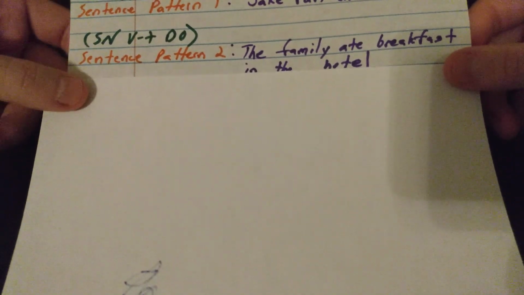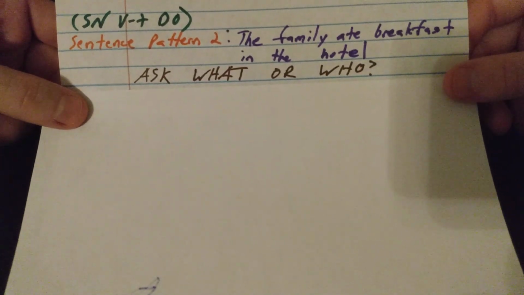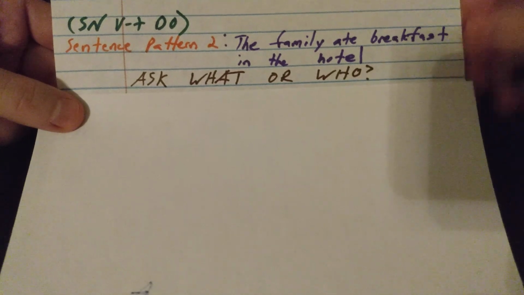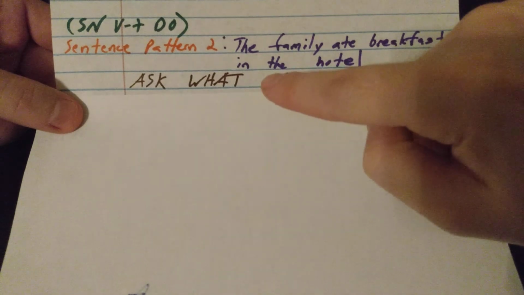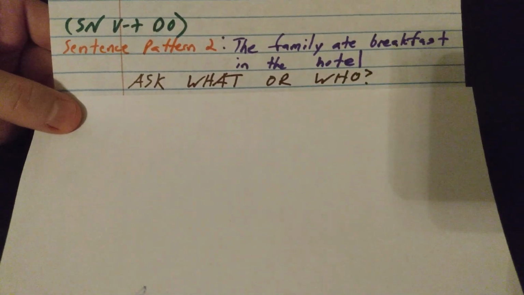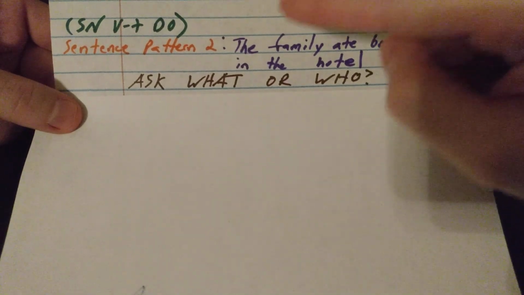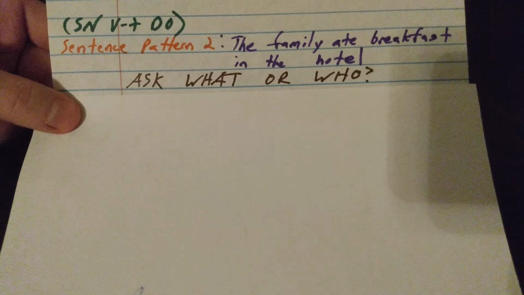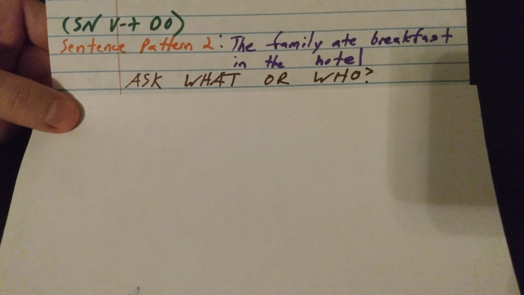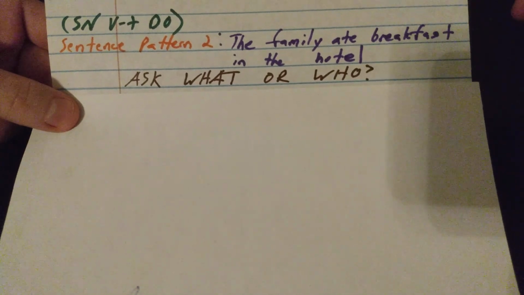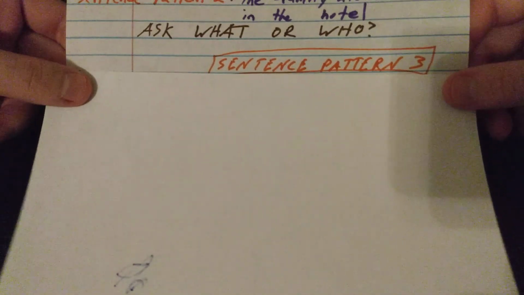So when there's a transitive verb and a direct object, you have to ask what or who. So you have to locate the verb, and that would be the word ate, and they ate what? You can answer that question. They ate breakfast. So ate would be a transitive verb, and breakfast would be the direct object. Remember, direct objects are also nouns. Breakfast is a noun. All right, so that is sentence pattern 2. Now we're going to go on into sentence pattern 3.